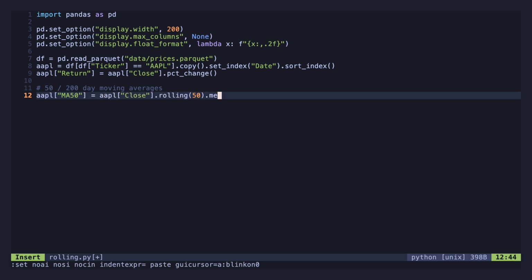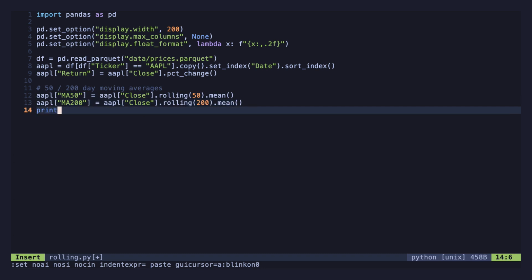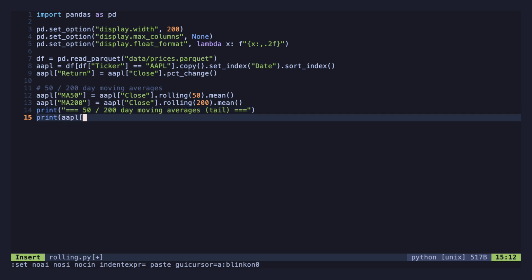Bollinger Bands. 20-day rolling mean for the middle. 20-day rolling STD times 2 for the bandwidth. Lower equals mean minus 2 sigma. Upper equals mean plus 2 sigma.